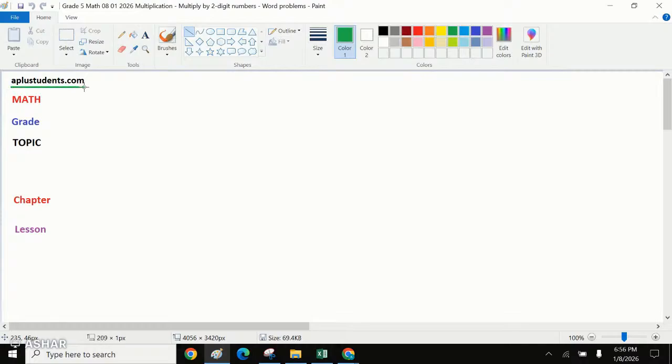First thing you need to do is go to aplusstudents.com. You need to select math as your subject. Your grade level is grade 5s. And the topic that we would be studying today is multiplication.